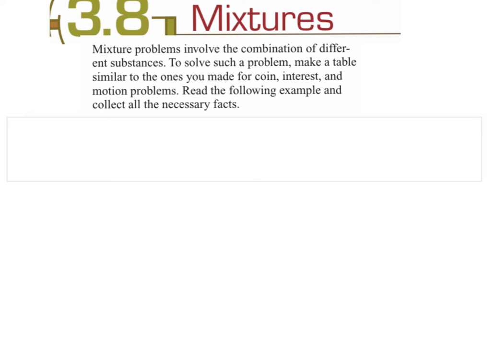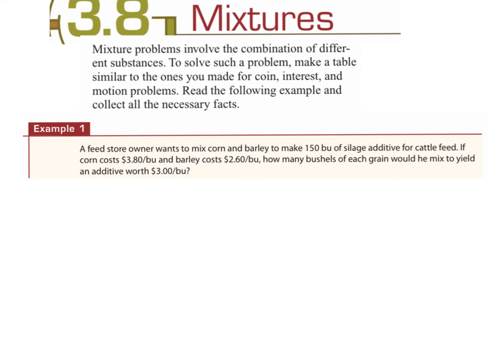All right, let's look at the first one, the first example here. A feed store owner wants to mix corn and barley to make 150 bushels of silage additive for cattle feed, okay? If the corn costs $3.80 per bushel and barley costs $2.60, how many bushels of each grain would he mix to yield an additive worth $3 a bushel, right?